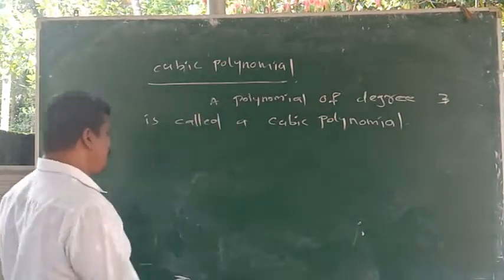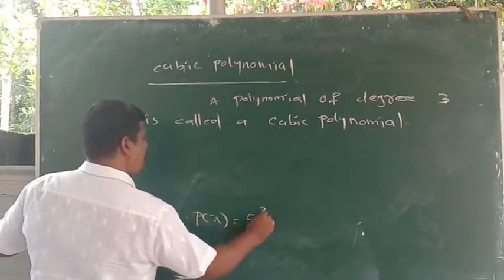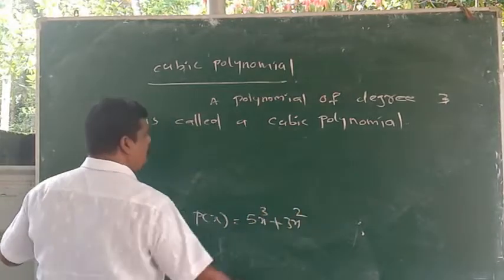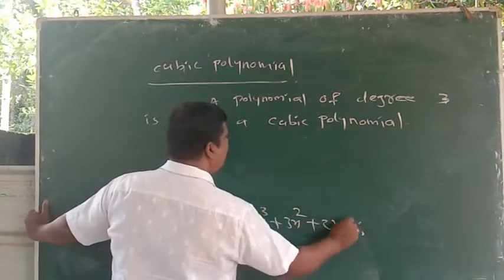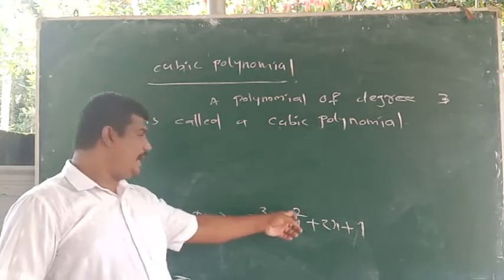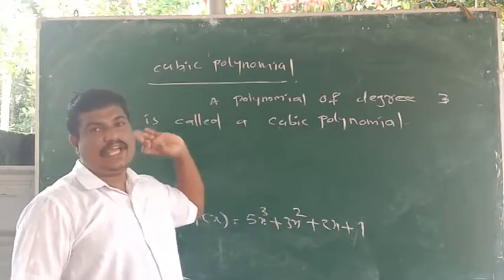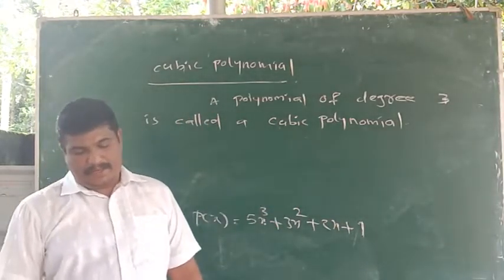Okay, example: p of x is equal to 5x cube plus 3x square plus 2x plus 1. It is a cubic polynomial. What is the degree of the highest power? The highest power is 3. So what is the degree of the polynomial? 3. So it is a cubic polynomial.